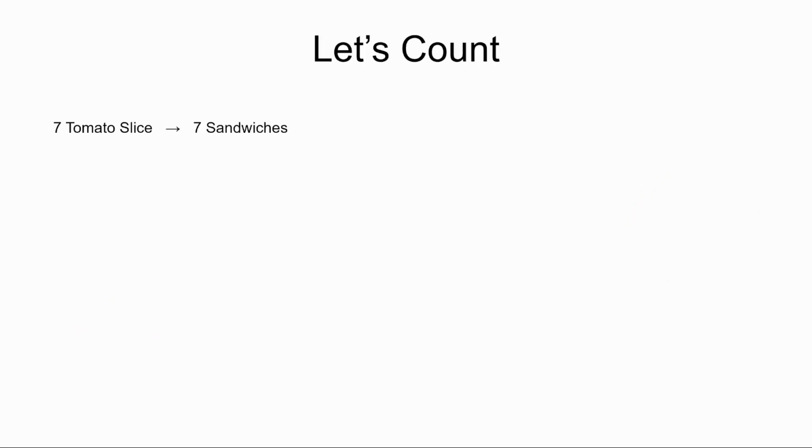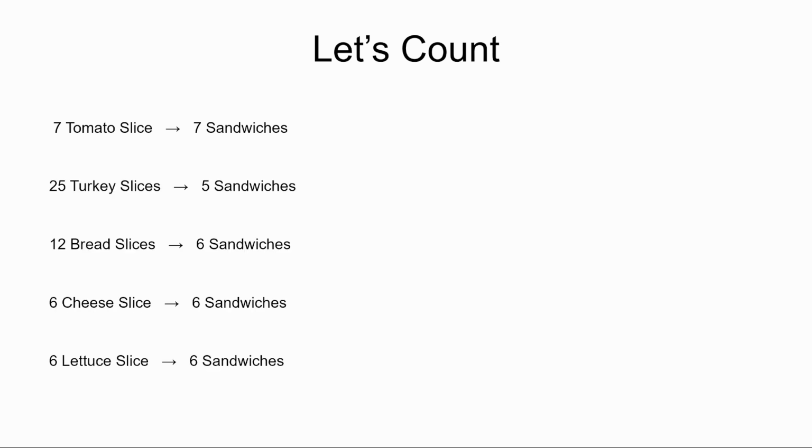If we have 7 tomato slices and we use one for every sandwich, we can make 7 sandwiches total with all of the slices of tomato. And if we go through and count every single thing along with their recipe, 25 turkey slices makes 5 sandwiches, 12 bread slices makes 6 sandwiches, 6 cheese makes 6 sandwiches, and 6 lettuce makes 6 sandwiches. These are the amounts of sandwiches that can possibly be made, maximum, with each specific reagent.